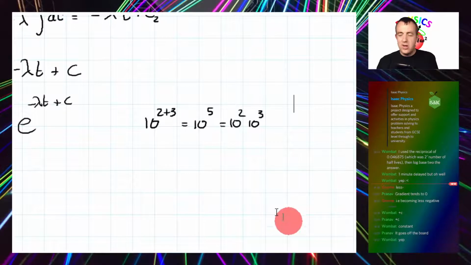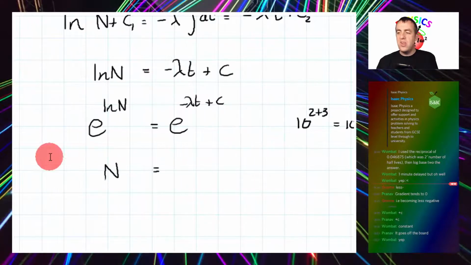Look at that, sideways. So 10 to the power of 2 plus 3 is equal to 10 to the power of 2 times 10 to the power of 3. So using the same principle, just with a different base, it's base e instead, we end up with e to the power of c multiplied by e to the power of minus lambda t.